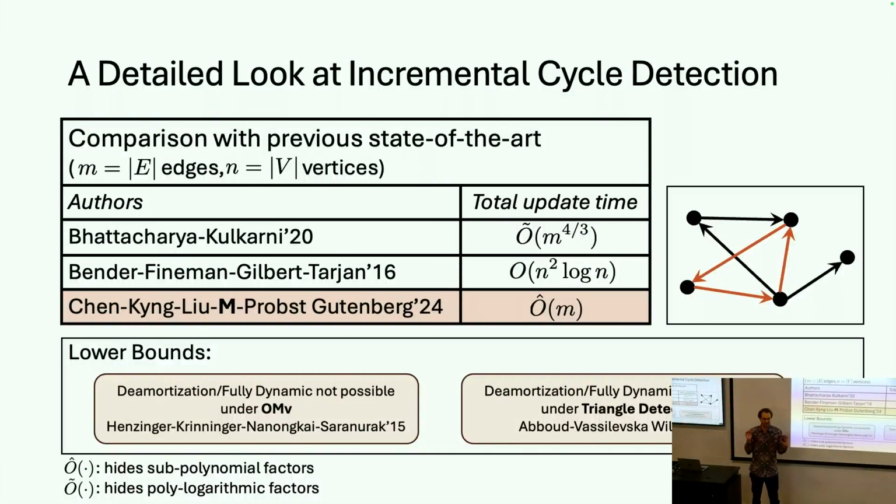But unfortunately, it's not possible to get a worst case or de-amortized algorithm or a fully dynamic algorithm under common conjectures. So one of these is called the online matrix vector multiplication conjecture, and the other one is the conjecture that you shouldn't be able to detect whether a graph contains a triangle, so just three vertices that are connected, a clique of size 3, in linear time. So if you believe that triangle detection is not doable in linear time, then you also can't possibly de-amortize this.